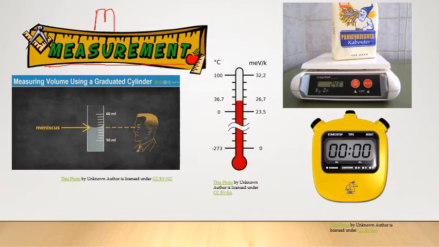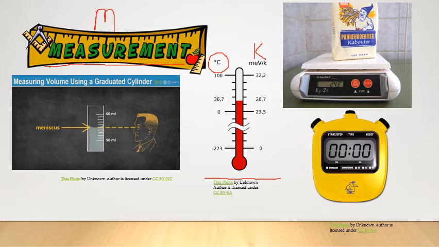Then we have the thermometer over here for temperature. And in the scientific community, temperature is measured either in Celsius or in what is called Kelvin. Kelvin has a much broader spectrum. As you see, 0 Kelvin is equivalent to a negative 273 Celsius. So Kelvin is used for very, very hot, very, very cold substances.